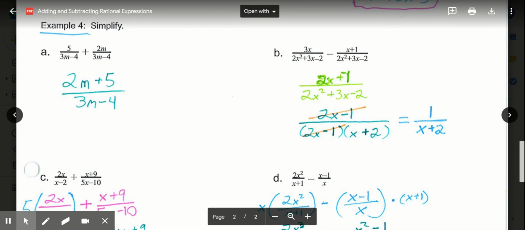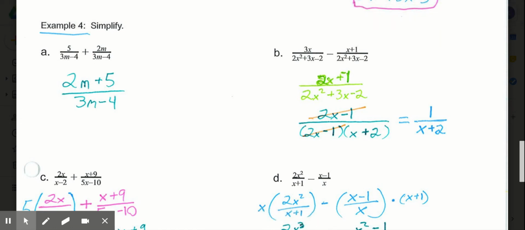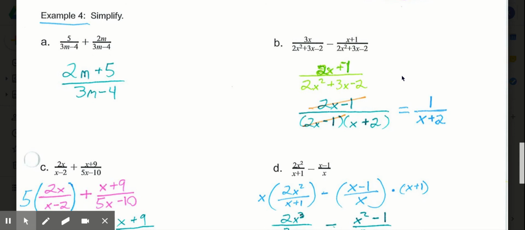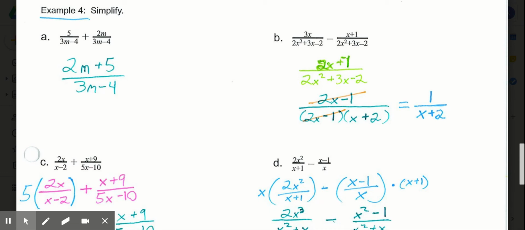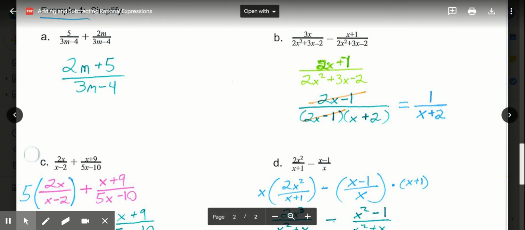3x minus x is 2x, and then the minus a positive 1 would give me a negative 1 here on top. So plus a negative 1, or minus 1. So then I have 2x minus 1 on top, and the bottom is 2x squared plus 3x minus 2. Now, because the bottom's a trinomial, when I check to simplify, I want to factor that. So my trinomial on bottom factors to 2x minus 1 times x plus 2. The 2x minus 1 cancels on top and bottom, and we have 1 over x plus 2.